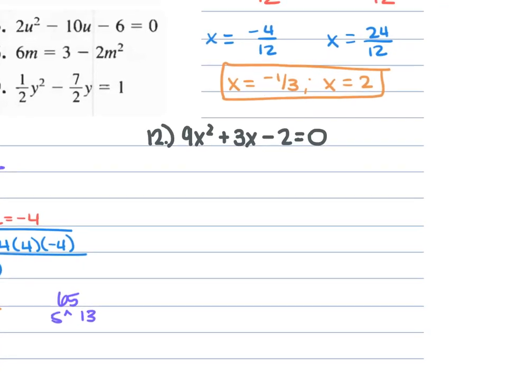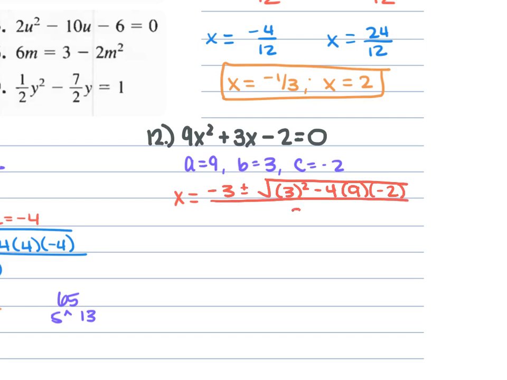For 12, we're given 9x squared plus 3x minus 2 is equal to 0. So our A is 9, our B is 3, our C is negative 2. So this is going to give us x is equal to negative 3 plus or minus the square root of 3 squared minus 4 times 9 times negative 2, all over 2 times 9. So x is equal to negative 3 plus or minus the square root of 9.